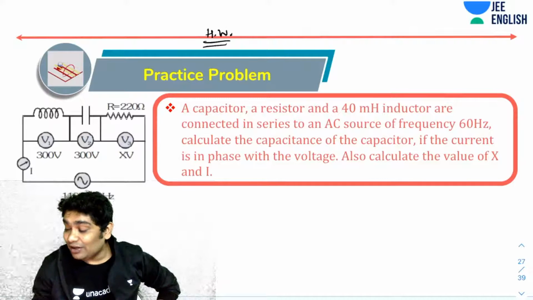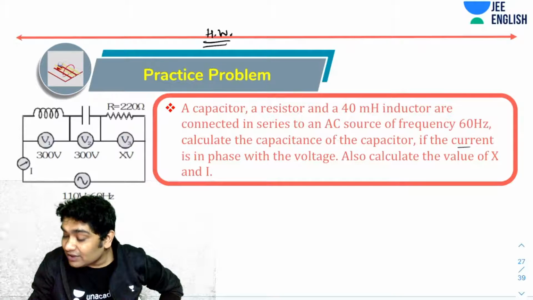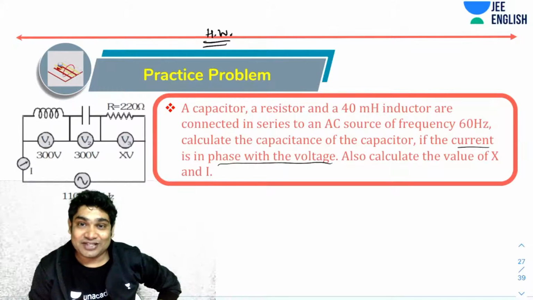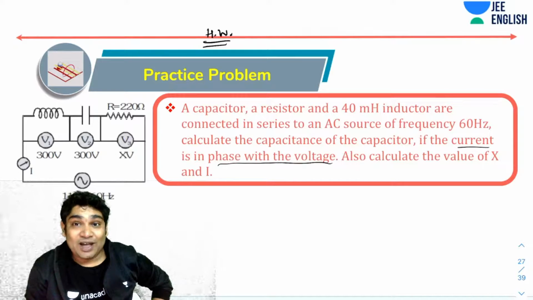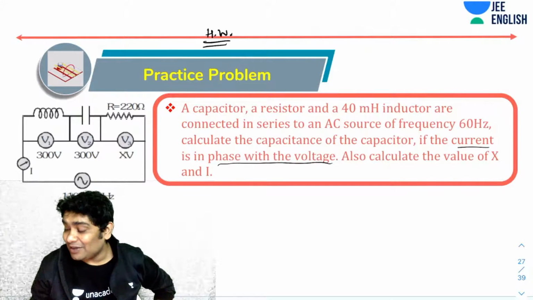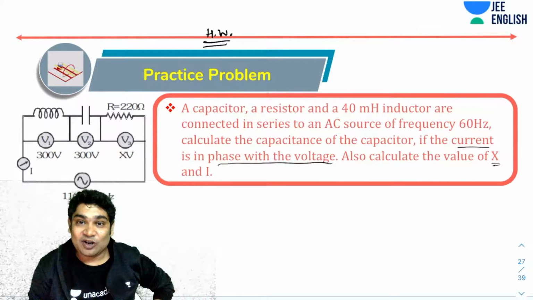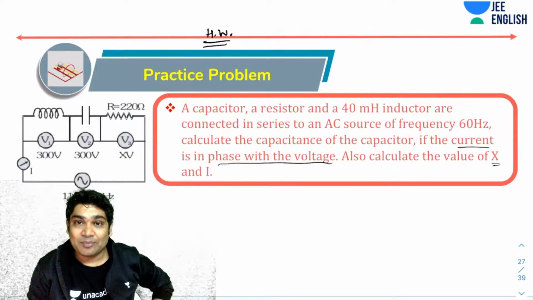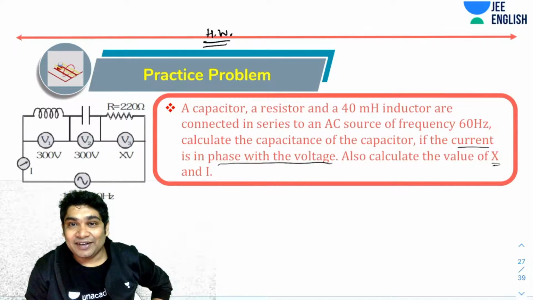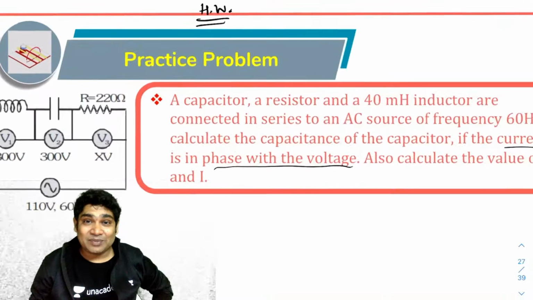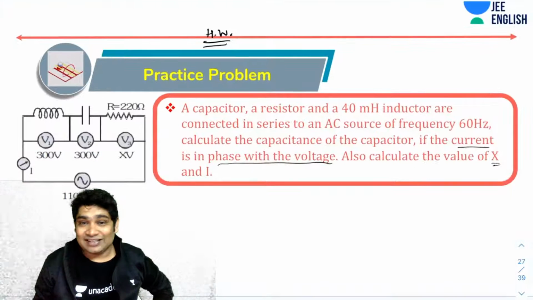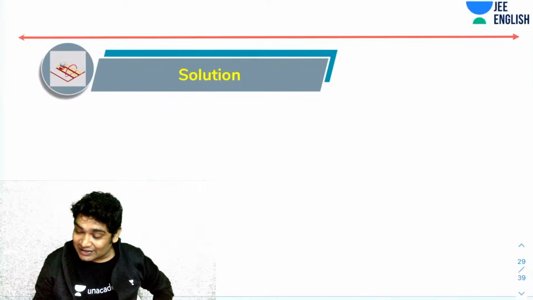Okay, so here you've been told the current is in phase with the voltage. When does that happen? That happens in resonance. Also calculate the value of X and I. They haven't mentioned whether X is XL or XC because it doesn't matter, it would be the same. So this is what your circuit looks like. Try this. Maybe we will discuss this also in the next class. The next two I will introduce in the next class itself.